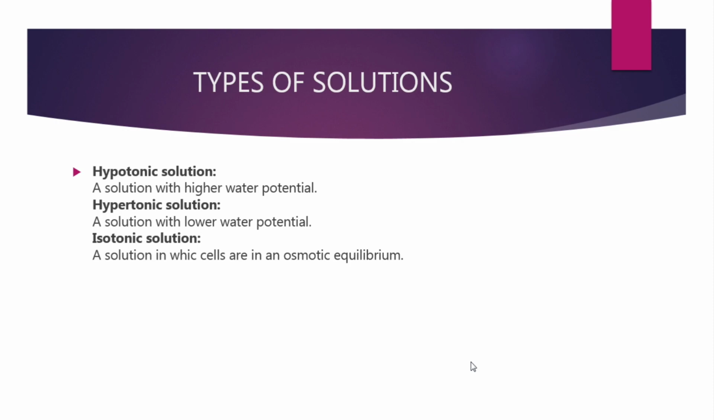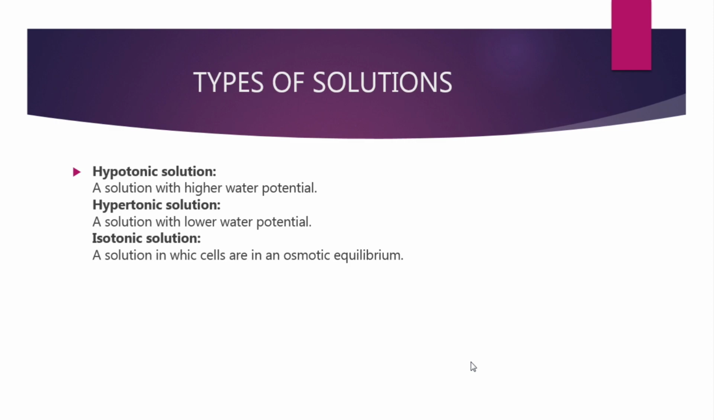Next, the second type of solution is the hypertonic solution, which is a solution with lower water potential. If you place a cell in a hypertonic solution, the water from inside the cell would move out of the cell by the process of osmosis, due to which the cell will start to shrink. The third type of solution is the isotonic solution.